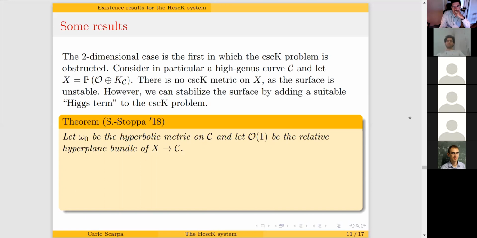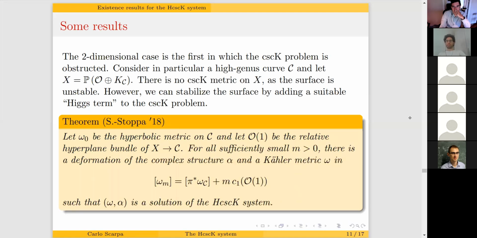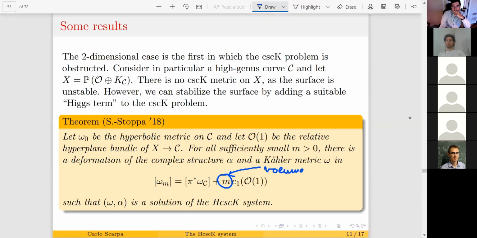So we fix the hyperbolic metric on the base curve, and we make a Calabi ansatz that depends on a parameter m. This is a positive real number. This is more or less just the volume of the fibers of the ruling. We show that if the fibers are small enough, then you can always choose a deformation of the complex structure and a Kähler metric that solve the Hitchin-cscK system.